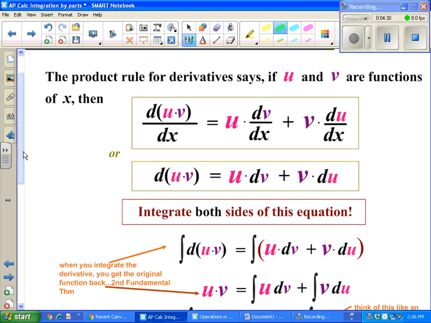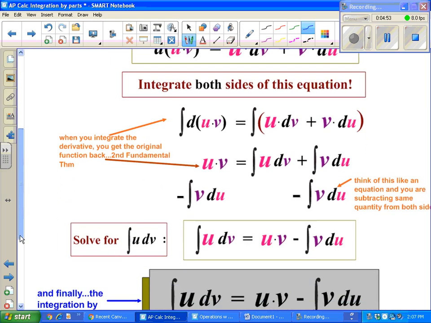This says if we're going to take the derivative of u times v. Remember I said this was like the product rule. So if we take the derivative of u times v, you would keep the first the same, times the derivative of the second, plus keep the second one the same and the derivative of the first. So that's just our product rule from derivatives. But then what we're going to do is we're going to end up integrating this.